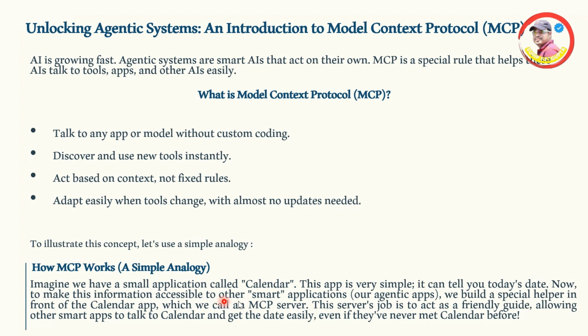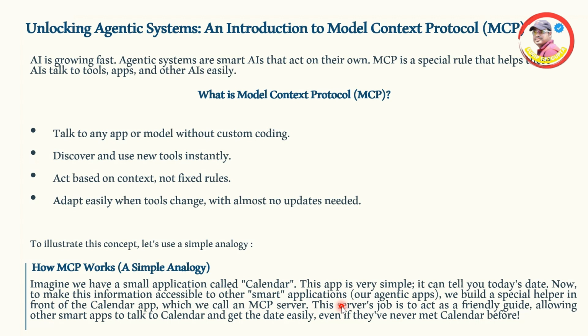Let's say we have a small application called a calendar, which is a kind of a tool. This tool is very simple and it can actually tell you today's date. Now, in order to make this tool accessible to the other smart applications, which are our agentic apps or the small robots that we are running on our system, we have to build a special helper in front of the calendar app, which we call the MCP server, through which our application or the robots that we are running in our system can communicate with the calendar app.